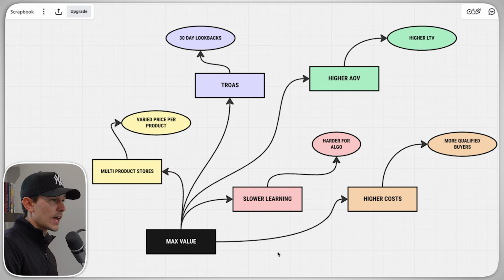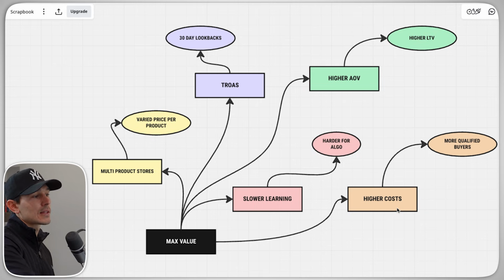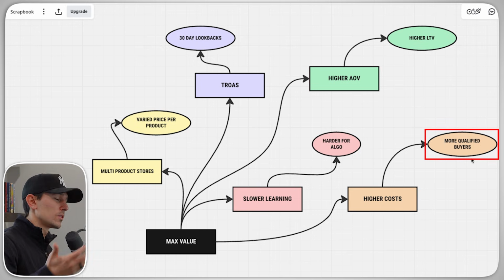The other piece of max value is because it's using a predictive model and because it's looking specifically for qualified buyers who are going to buy more, you usually have higher cost to acquire the customers. So you'll usually see your cost per acquisitions go up, which could impact things like your lifetime value models, any cohort analysis that you do. But generally, it does lead to more qualified buyers long term.